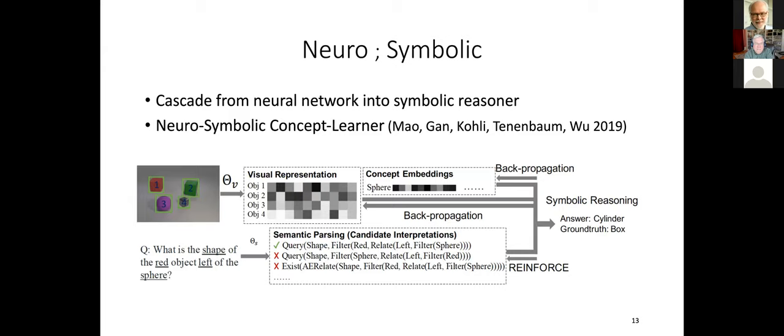You have language coming in, query language. And that could be a neural process, although in this particular example, we're using a symbolic parser. And then everything gets fed into a symbolic reasoner to return an answer, like what is the shape of the red object left to the sphere? Now, what happens when the system makes a mistake is what makes this a truly neuro-symbolic system. They describe algorithms for basically backpropagating all the way through the symbolic reasoning system, through the parser, to improve the likelihood of the proper parse from that parser, and through the system that turns those bits into symbols in the image.